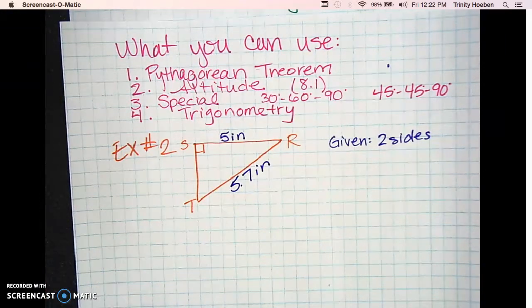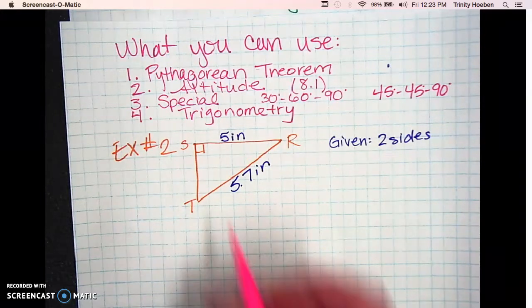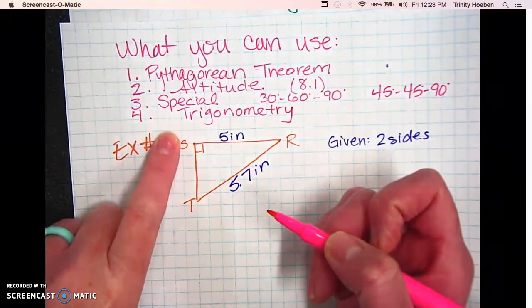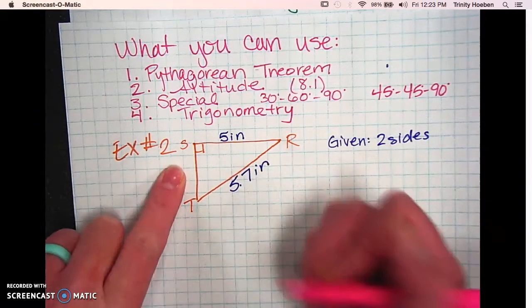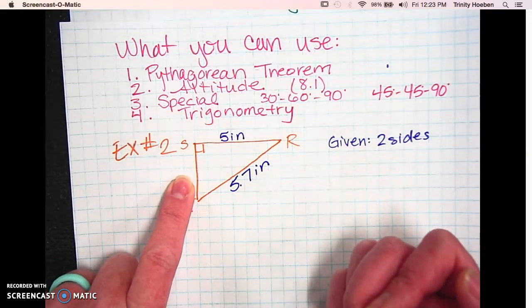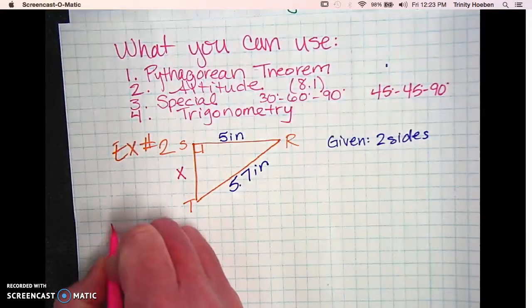All right, so you're given 2 side lengths, and we need to get 3, right? We need to get that 3rd side. So can we use any of those 4 items, the Pythagorean theorem, the altitude, the special triangles, or trigonometry to get that 3rd side? Which one of those do we use? The Pythagorean theorem, right? When you know 2 sides, you can get the 3rd side. So this 3rd side, the side ST, is the side we want to find. So what should I put over here? X. So the first thing we're going to use is the Pythagorean theorem.